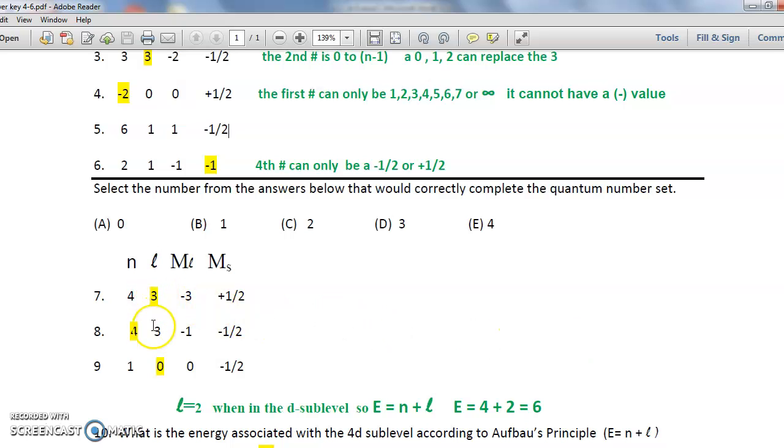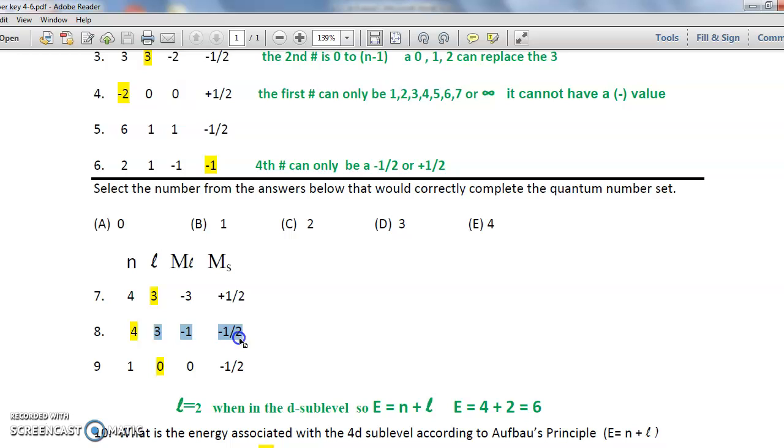What numbers can we use to fill in the blanks? What can I fill in? This is a blank right here. If this is a 4 and this is a -3, this has to be a 3. Why? If this is a 4, then this could be a 0, 1, 2, or 3. But if this is a -3, remember the third number goes from minus the second number to positive the second number. So if the third number is a -3, that means this has to at least be a 3.